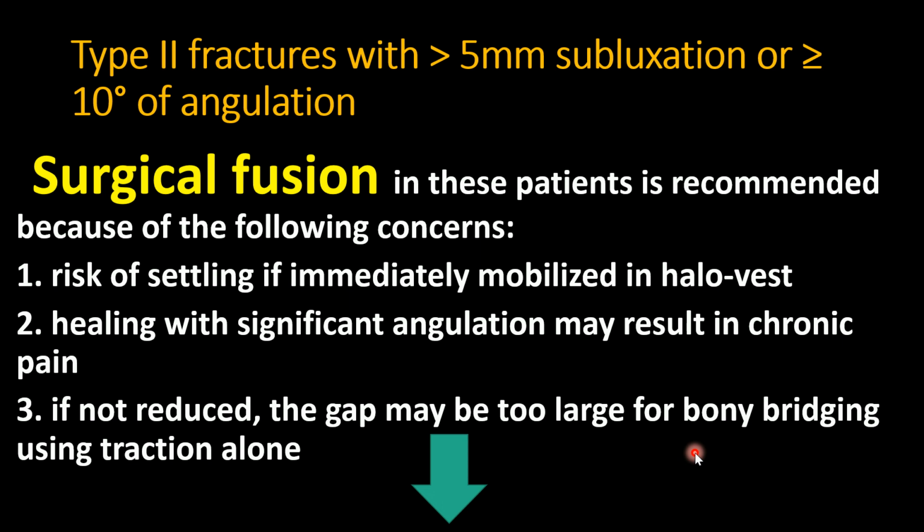Type 2 fractures with more than 5 mm subluxation or more than 10 degrees of angulation, surgical fusion is preferred from the beginning because of many hazards of conservative management, and even if healing occurs, there will be residual pain, chronic pain.